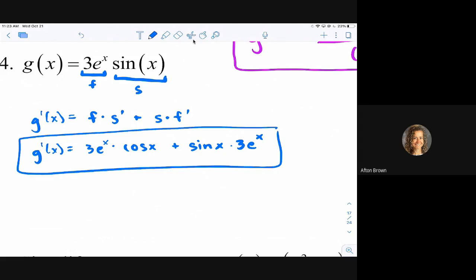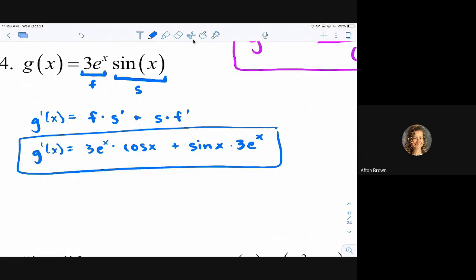Yeah, Milo. Is the derivative of e to the x always that? Yes. It's the only function that is its own derivative. Okay, so it's e. Yep.